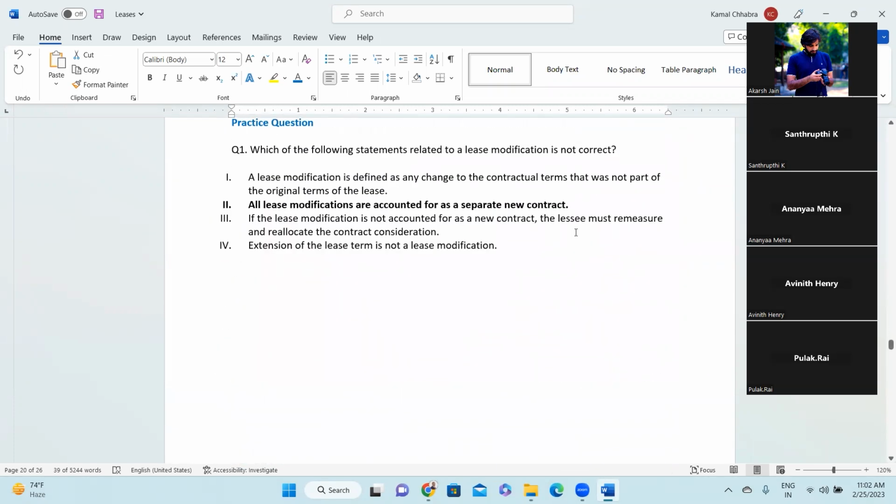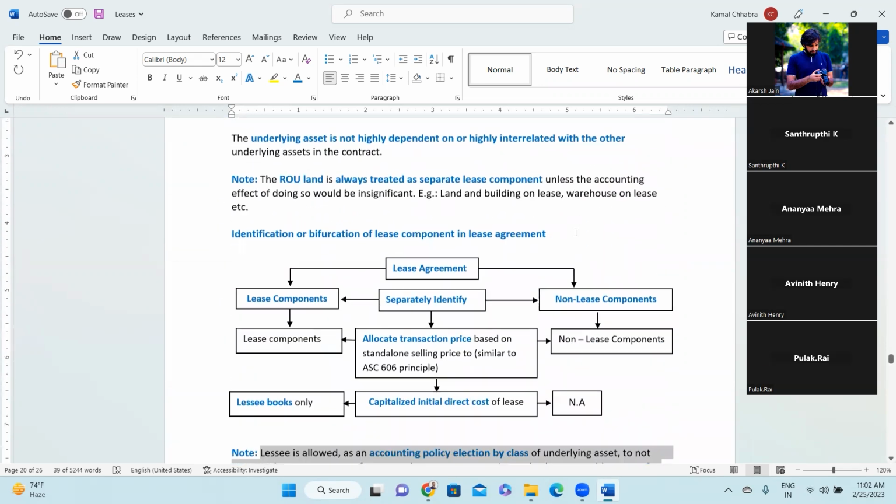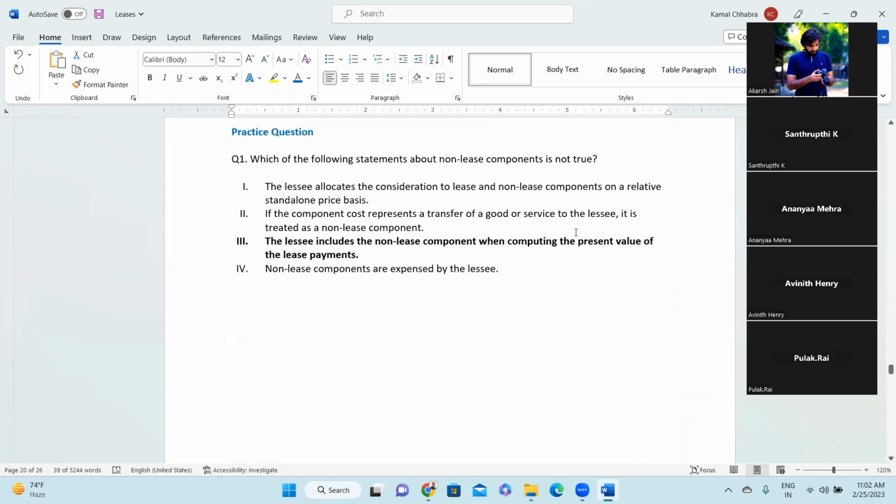Last point is, one second. Non-lease components are expensed by the lessee. So this is true, right? Yes. So hence only the third statement is the right answer. Everyone agree? Yes, sir. Ananya, Pulak, Avneet, Santrupti. Yes, sir. Correct?